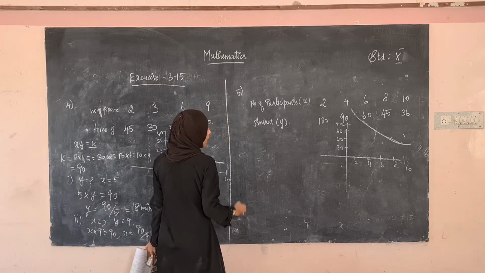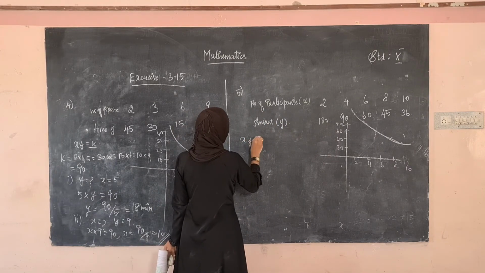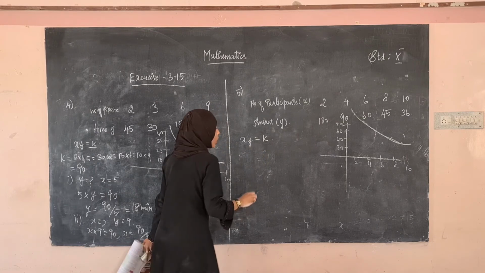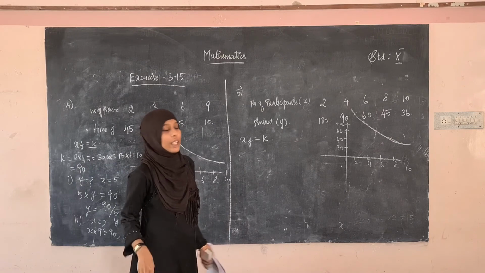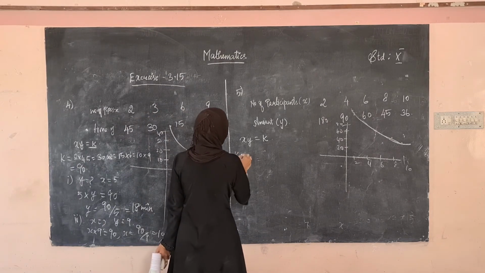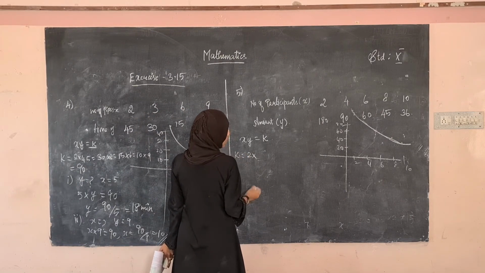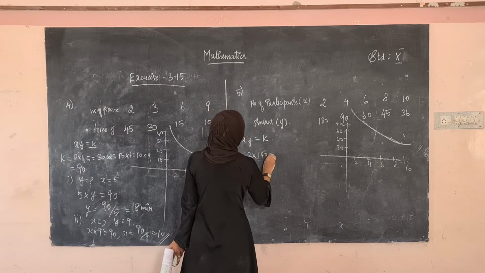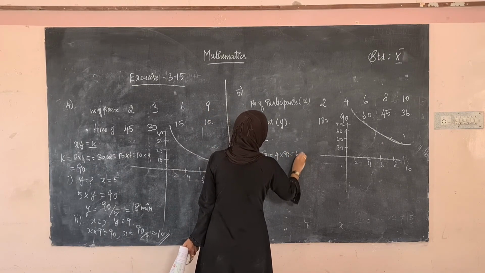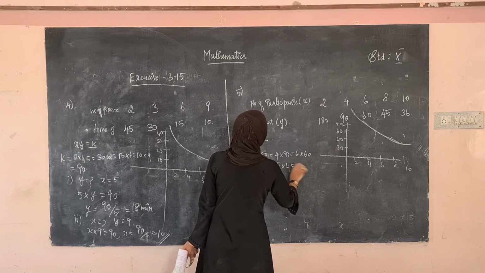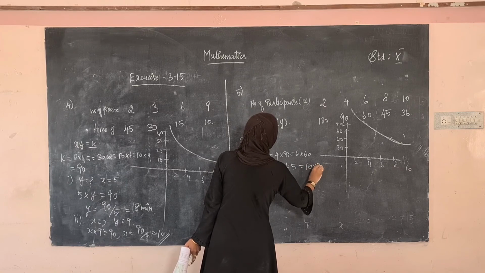Okay. So what is the equation for indirect variation? xy is equal to k. Okay, xy is equal to k. What they have asked: find the constant of variation. We have to find the constant of variation. How can we find it? x into y, right? 2 into 180 is equal to 4 into 90 is equal to 6 into 60 is equal to 8 into 45 is equal to 10 into 36.